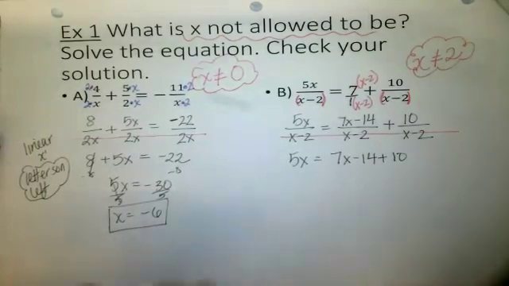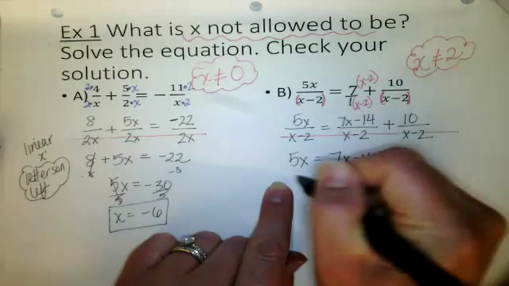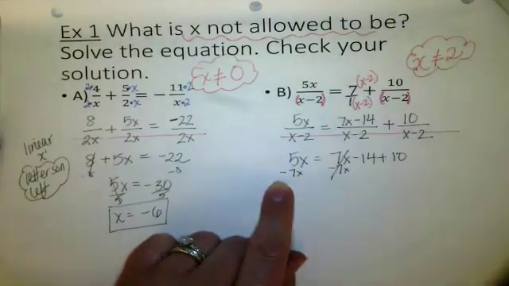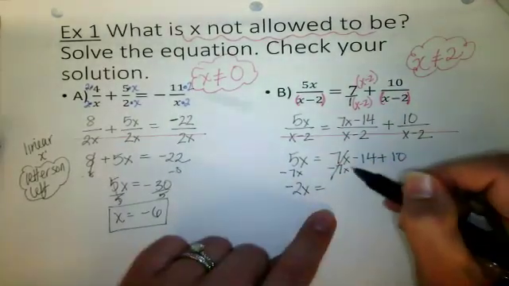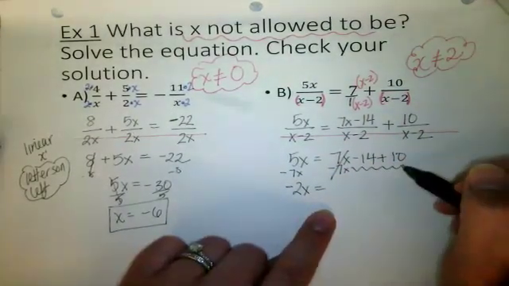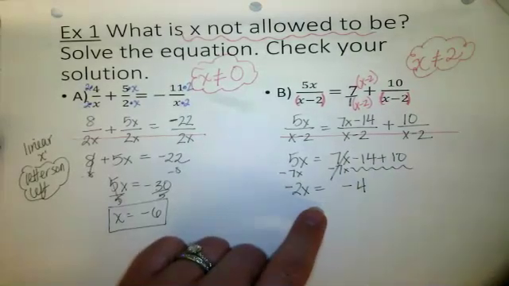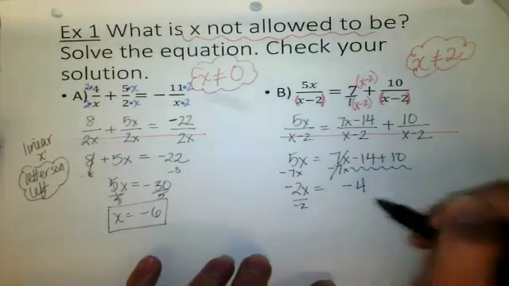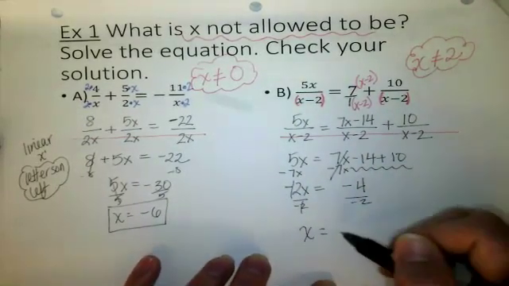Linear, letters on the left. So I'm going to move this 7x to the other side. 5x minus 7x is negative 2x. On the right, negative 14 and positive 10 gives me a negative 4. How do you solve for x? Divide by negative 2, divide by negative 2. So x equals 2.